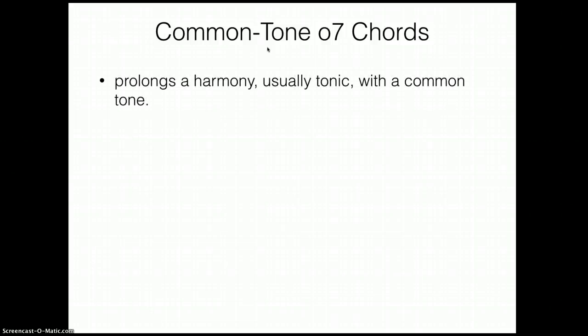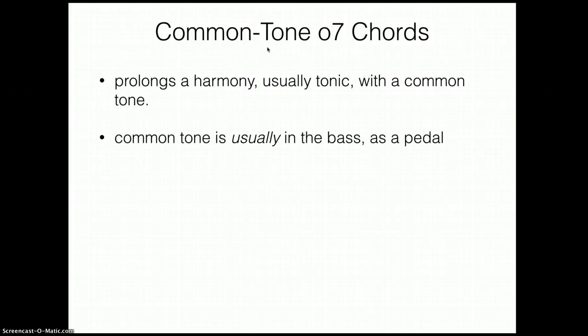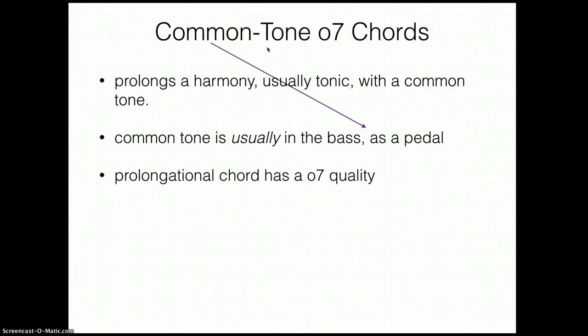Our second topic in this chapter is common tone diminished seventh chords. Again, the name gives it away. Common tone diminished seventh chords prolong a harmony, usually tonic, by using a common tone. This common tone is usually in the bass as a pedal. That's what the common tone part of the title means. This is a prolongational chord that has a fully diminished 7 quality. That's what the diminished 7 in the title means.